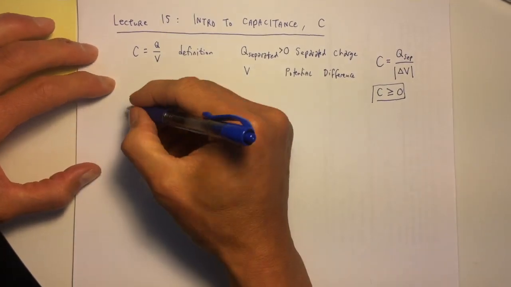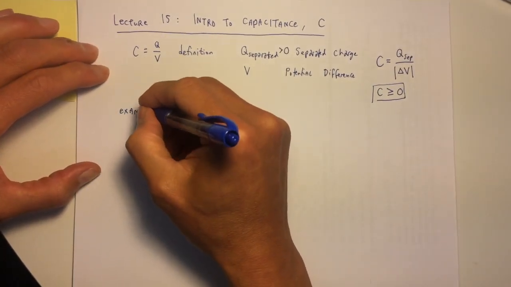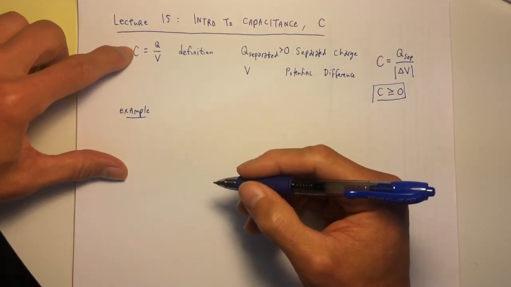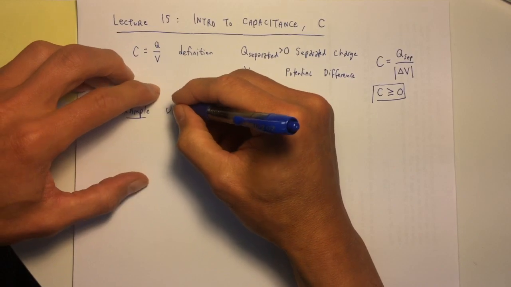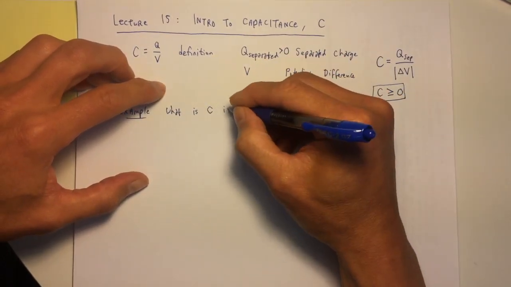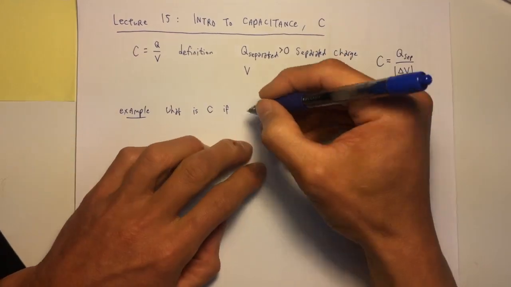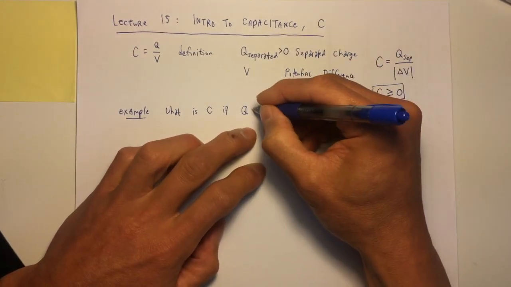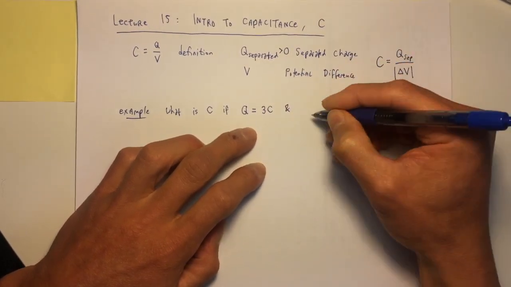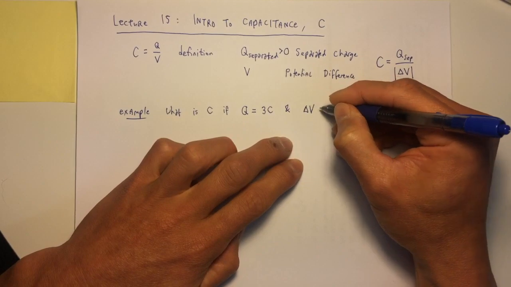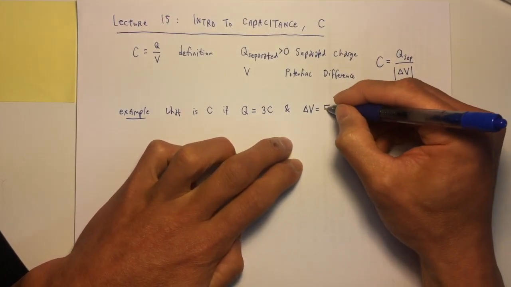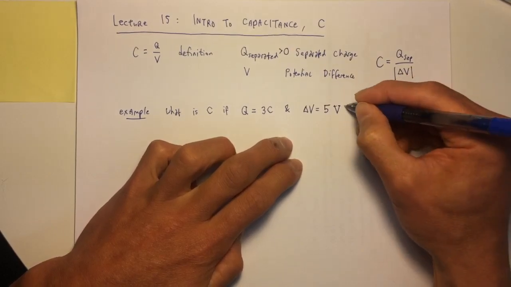All right, so here's an example, and it's simple. I'm going to calculate the capacitance. So what is C if the separated charge is 3 coulombs and the potential difference happens to be, I'm making stuff up, 5 volts?